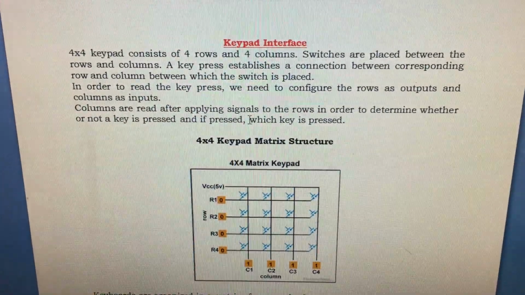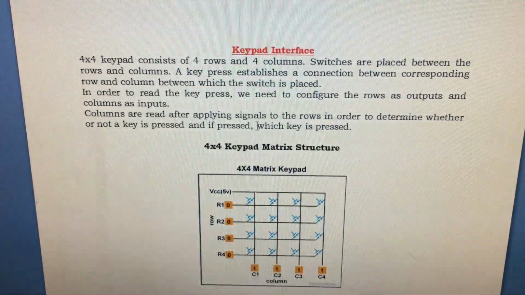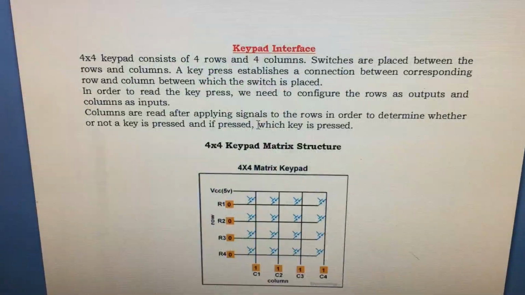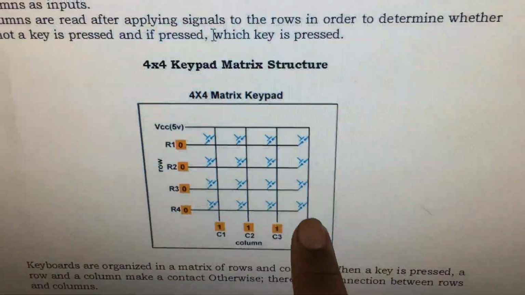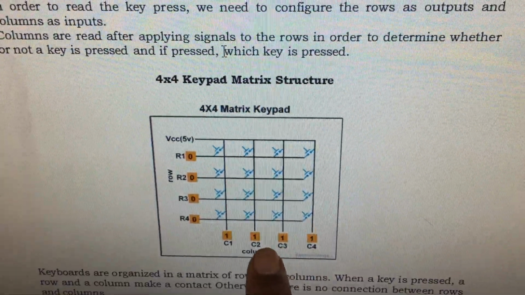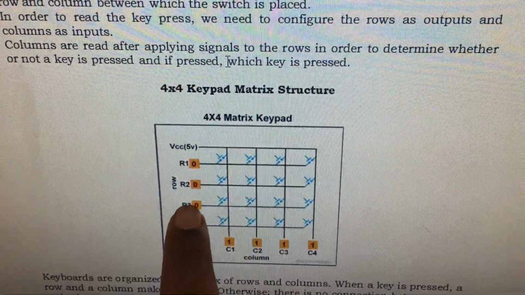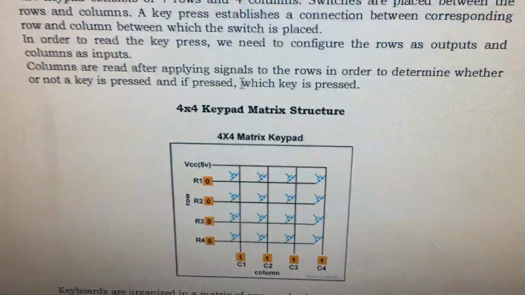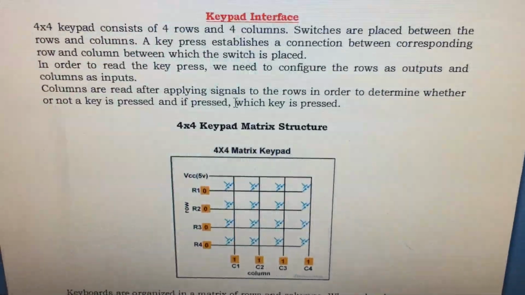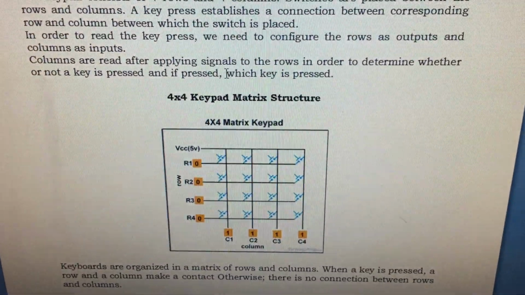Initially we arrange it in such a way that the rows will be connected to 0, and the columns will be connected to logic 1, that is VCC, as shown here. You can see the columns are made as 1 here, there are 4 columns. There are 4 rows which are made as 0, and all the columns are given to VCC. VCC is nothing but logic 1 here. So first what we do is we will read the columns.